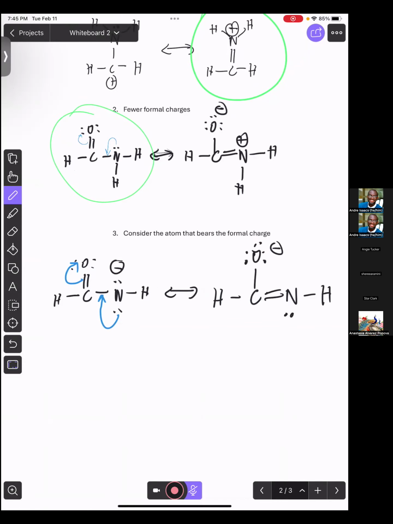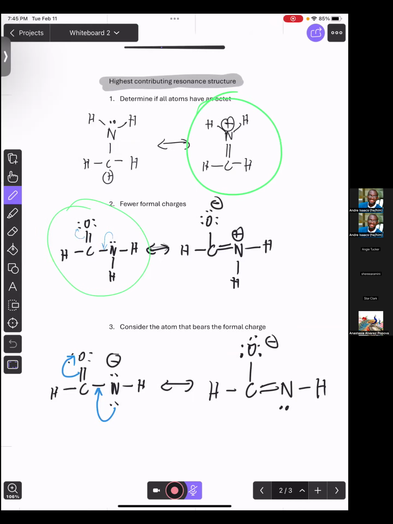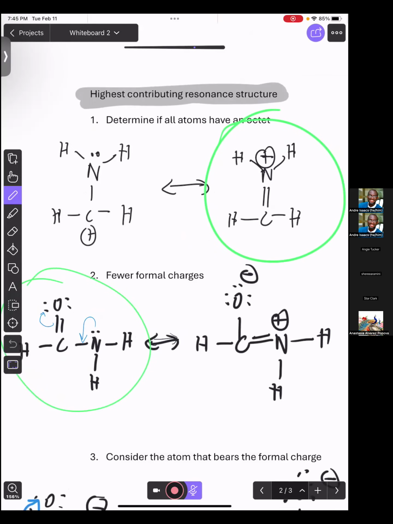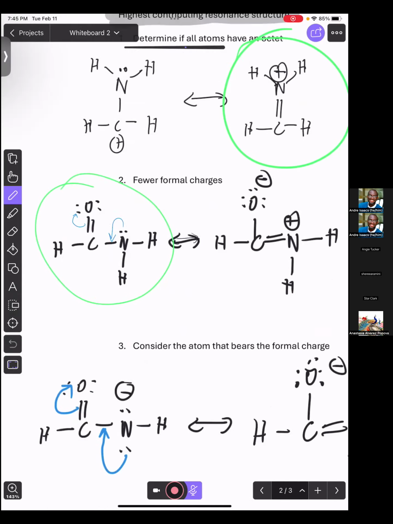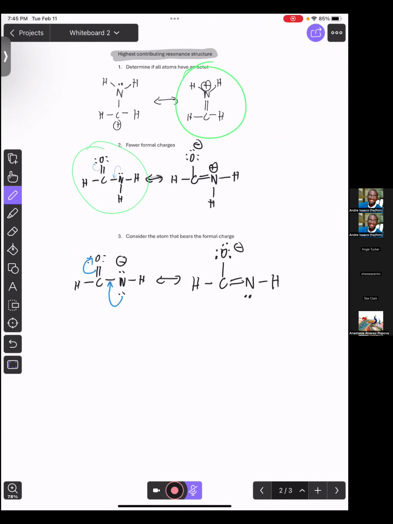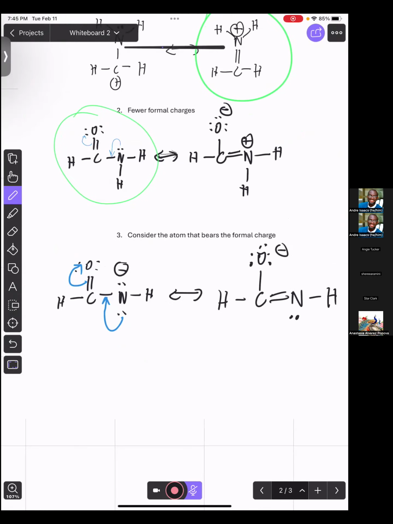Is this starting to make sense? If this is starting to make sense, you're literally slaying this. Okay, so let's go through the first 2 rules. When you do this, it's nice to do it in order, okay? So let's go through the first rule. Determine if all atoms have a filled octet. Do all the atoms in these 2 molecules have a filled octet? Yes. None of them are lacking 8. If we count all the electrons around them, they all have access to 8.